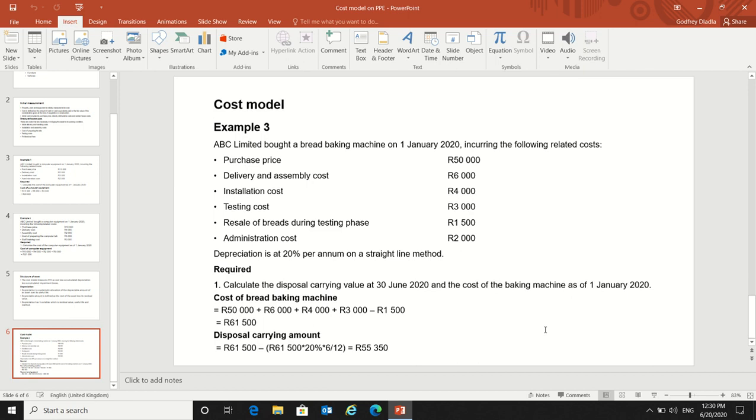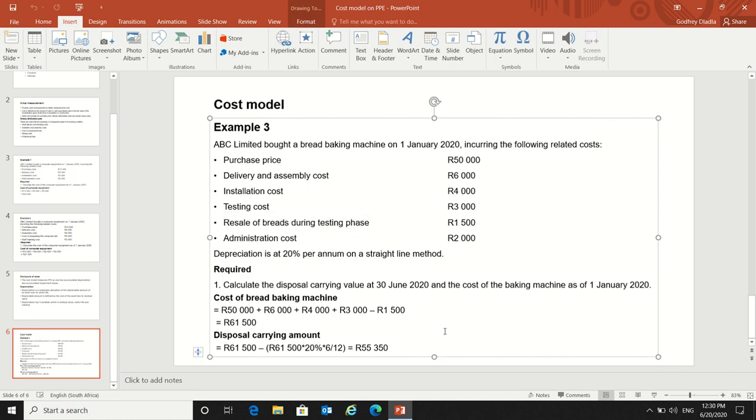Now, by this time you should be able to pick which costs are necessary and which are not. Purchase price, yes, it is necessary. Delivery and assembly cost, yes, it is necessary. Installation cost, yes, it is necessary. Testing, we have to test that it will make the bread. Resale of breads during the testing phase, I will explain that one shortly. Let's move to administrative cost. No, we don't need that. Now, let's look at the resale of bread during the testing phase. This 1,500, I'm talking about this.